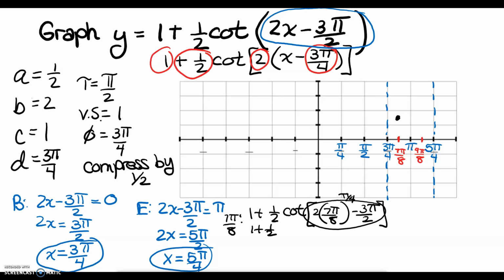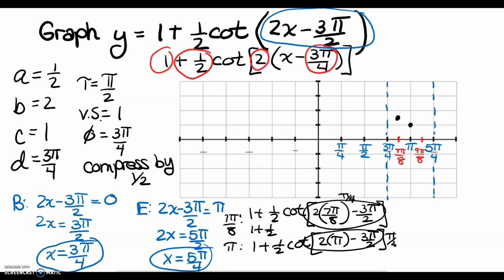When I plug in pi, I get 1 plus 1 half times the cotangent of 2 times pi minus 3 pi over 2. So 2 pi minus 3 pi over 2 is just pi over 2. So I know the cotangent is 0 there, so I just get 1.